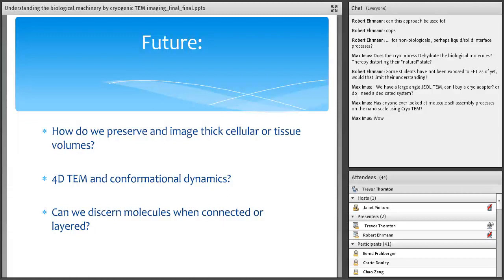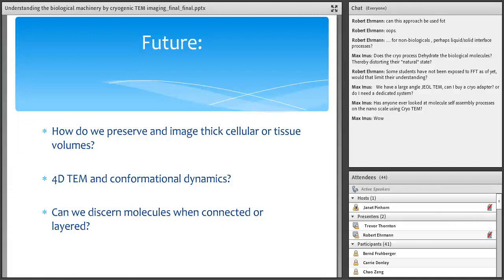And the other thing we're going to know is 4D TEM, conformational dynamics. Think about enzymes: they're not just sitting there in solution as a rigid, hard structure like a glass of water. They're these floppy, very dynamic things that go around and capture molecules and then convert them to something else.